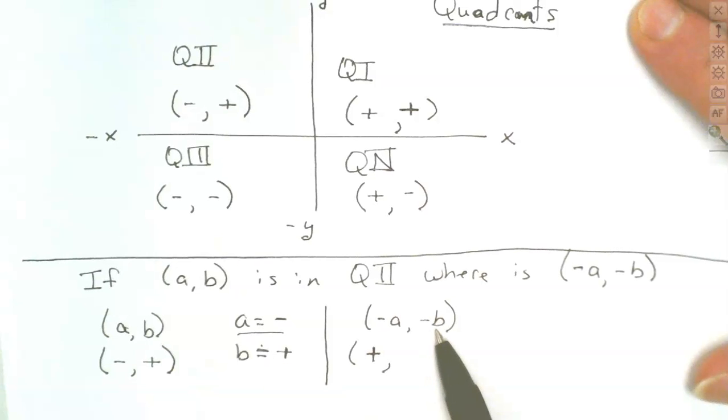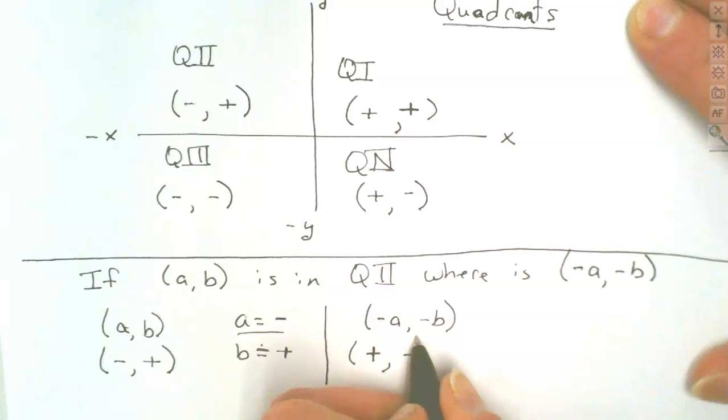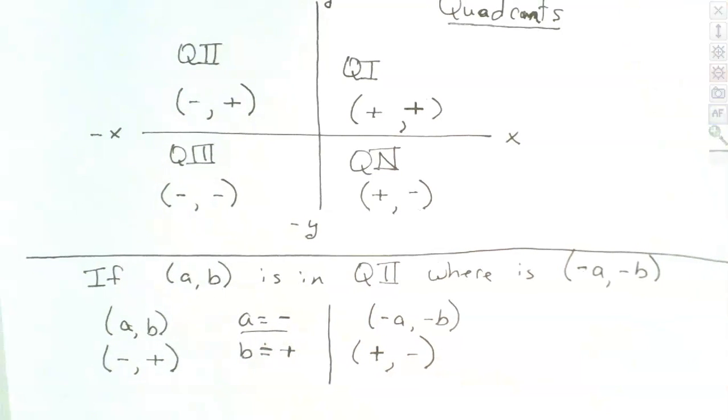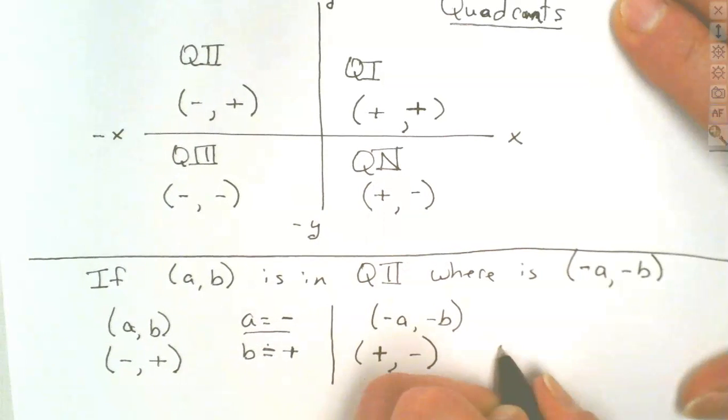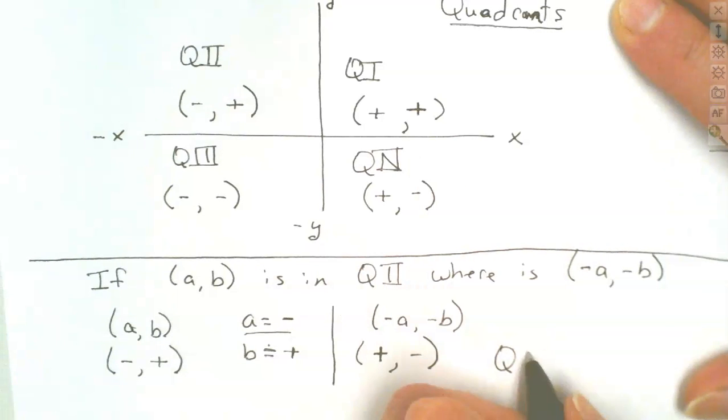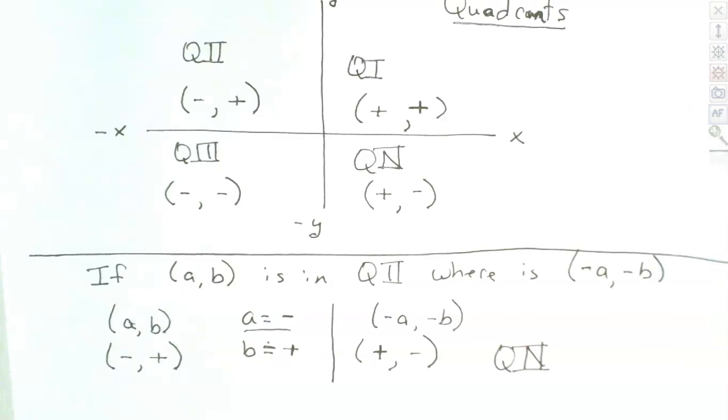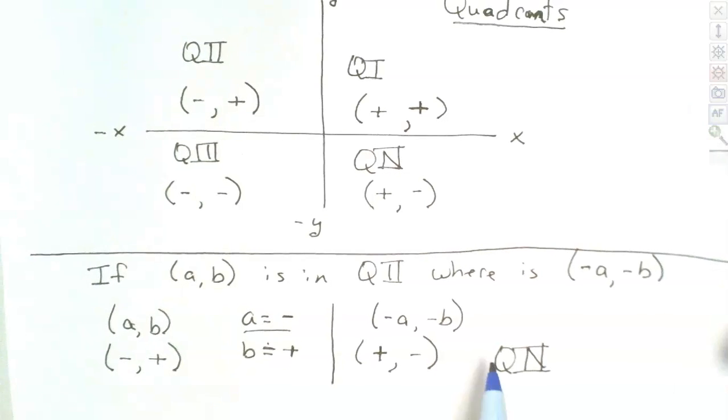What about B? B right now is positive. I want to change the sign of it. That's that negative B there. And when I take that positive number and I change the sign, that becomes negative. Now, where is it? Positive, comma, negative. Where is that at? That would be quadrant 4. So what would your answer be for this one? My answer would simply be quadrant 4 then.